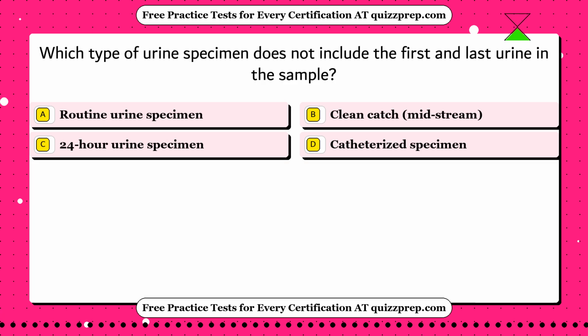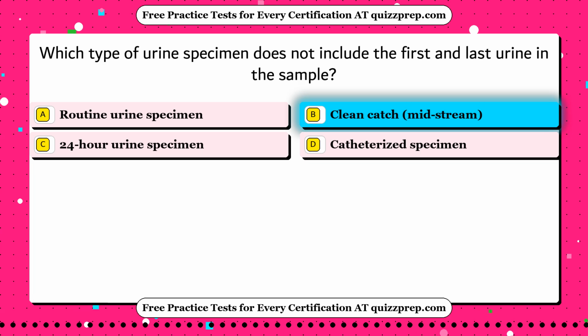Which type of urine specimen does not include the first and last urine in the sample? Option A, routine urine specimen. Option B, clean catch, midstream. Option C, 24-hour urine specimen. Option D, catheterized specimen.